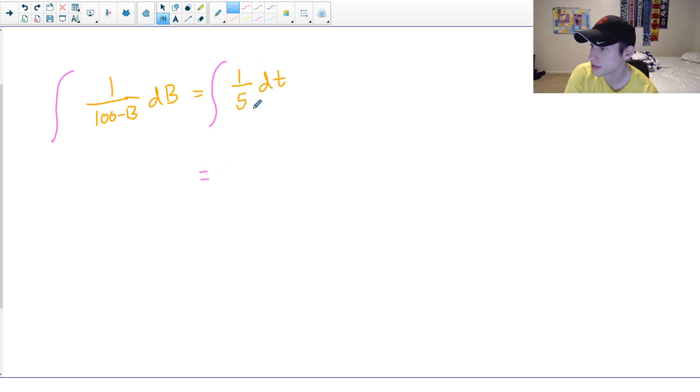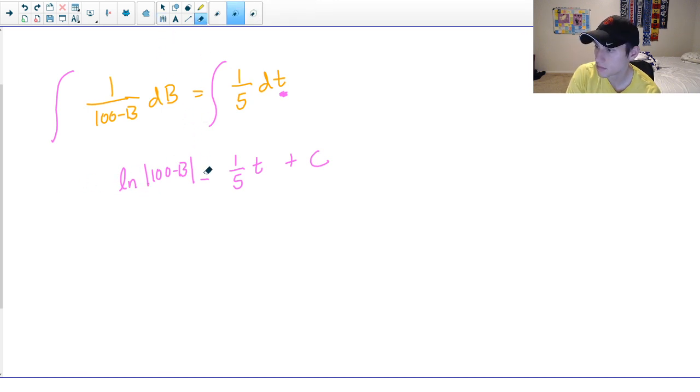On the right side, it's easy, right? Antiderivative of 1/5 is just 1/5 t, since we're integrating with respect to t, dt. And on the left side, I'll go ahead and put my plus c over here as well. On the left side, again, this is basically like we talked about before. You could go through and do the full u substitution, or you can recognize this would be a natural log antiderivative. So natural log of 100 minus b.